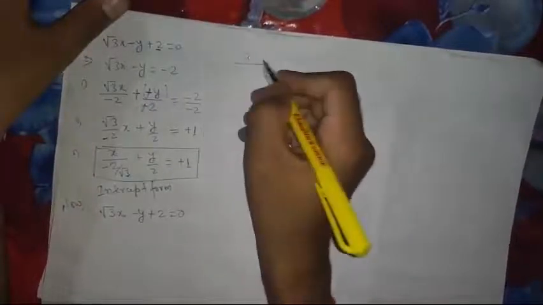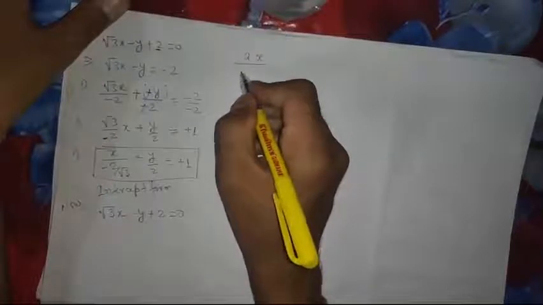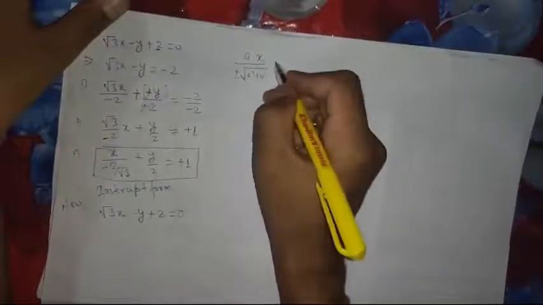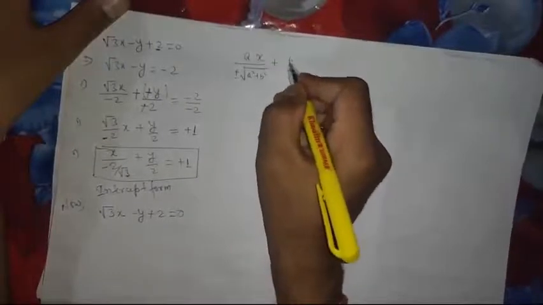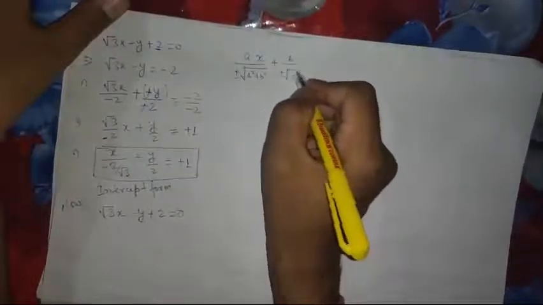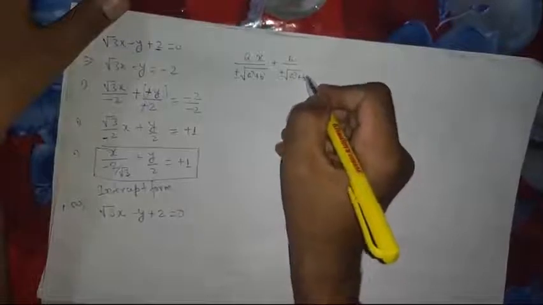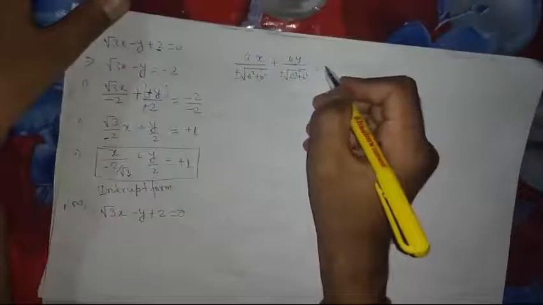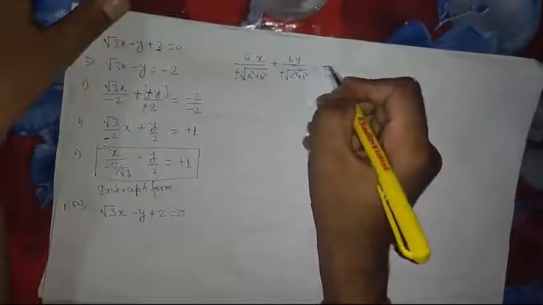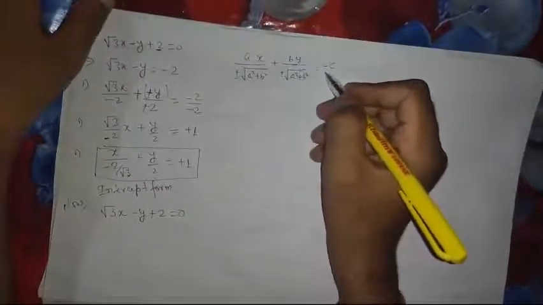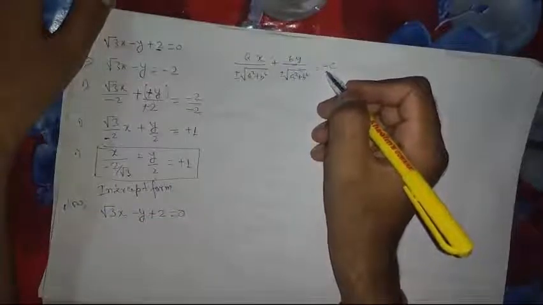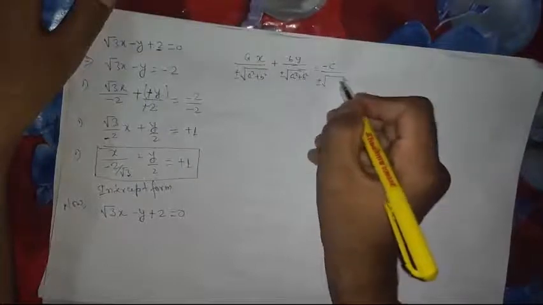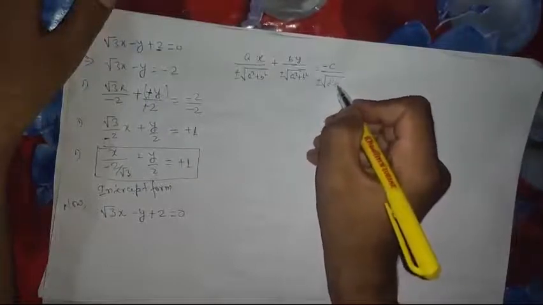It was something like ax divided by plus minus root over of a square plus b square, plus by divided by plus minus root over of a square plus b square, equal to, what you get, minus c divided by plus minus root over of a square plus b square.